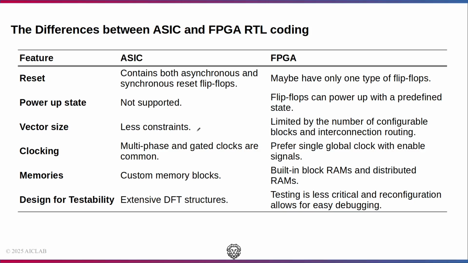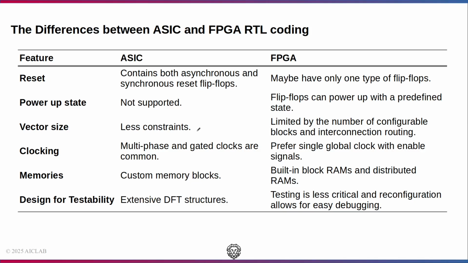Next, vector size. For ASIC, we have fewer constraints on the vector size. In theory, we can use a large vector, but in FPGA, we are limited by the number of configurable blocks and interconnection routing.